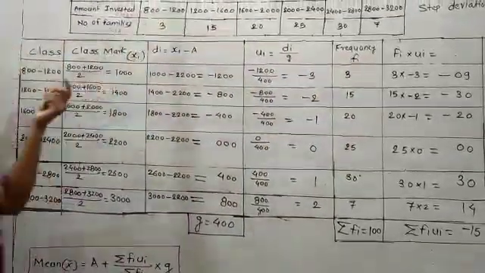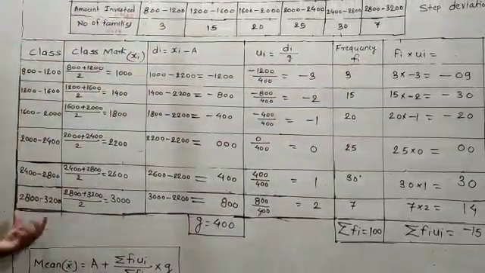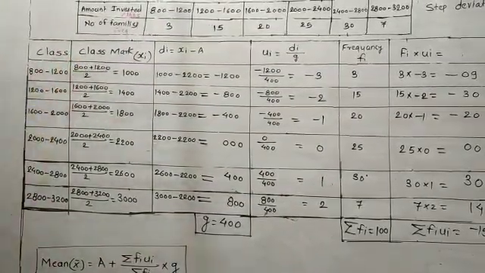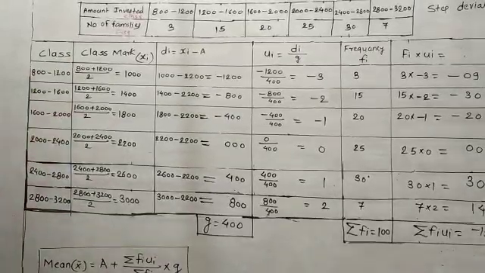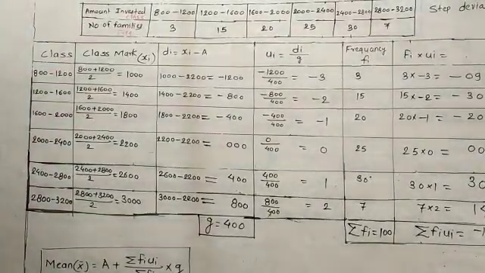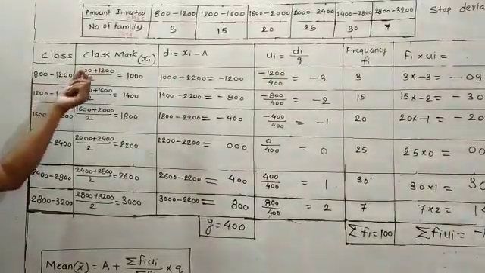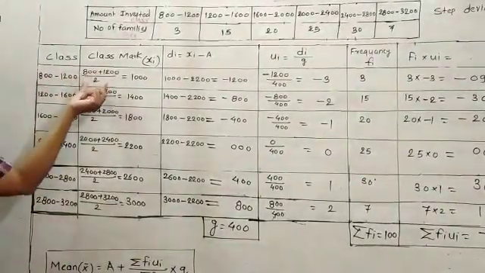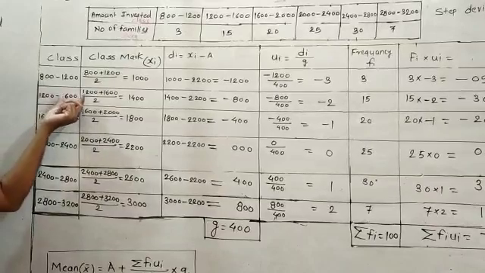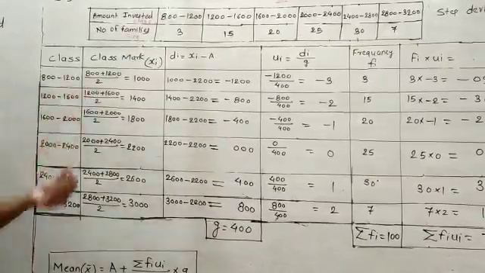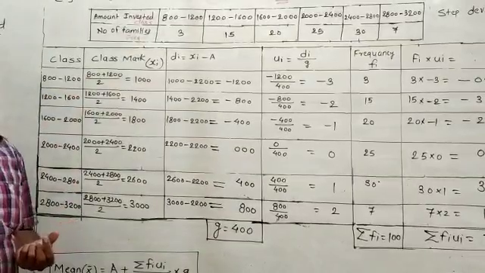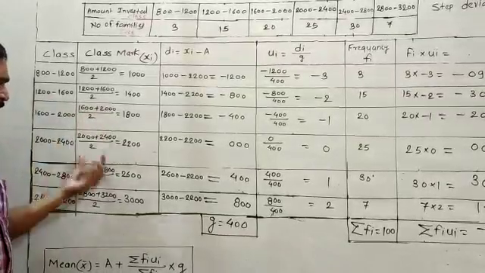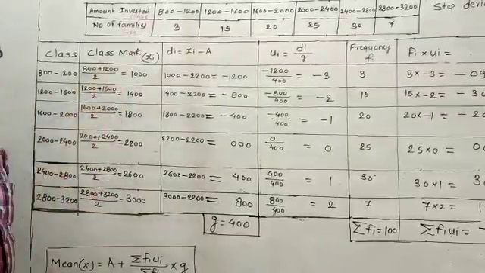The classes are 800 to 1200, 1200 to 1600, and so on; you write all the classes in the first column. After that, from the classes you find the class mark. This class mark is very important for finding A, the assumed mean. How do you find the class mark? It is the lower limit plus the upper limit divided by 2. That is 800 plus 1200 divided by 2, 1200 plus 1600 divided by 2. For each and every class you do this and find the class mark.